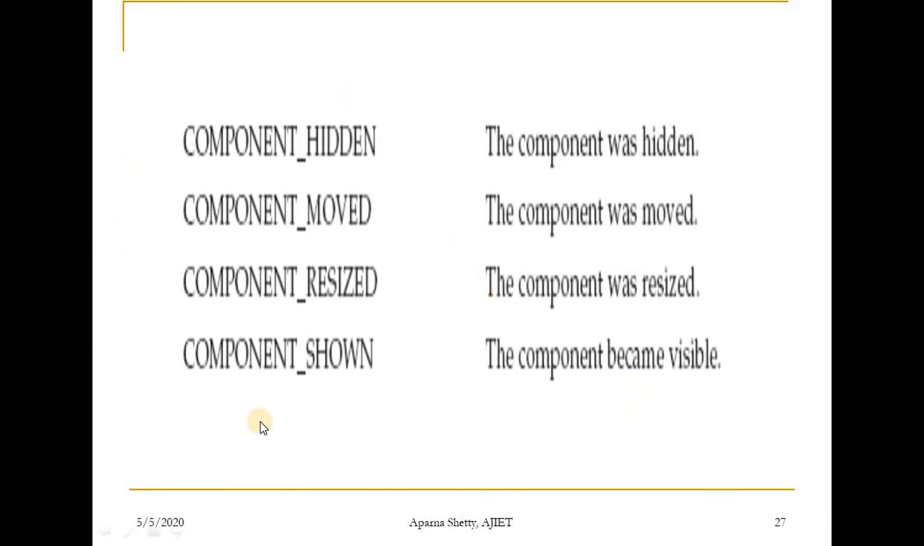So these are the 4 types of integer constants in the component event class: component hidden, component moved, component resized and component shown. Component hidden when the component was hidden, component moved when the component was moved, component resized if you resize the component, and component shown, the component becomes visible. So these are the integer constants of the component event class. If you make any changes to the component, then it is represented by the component event class.